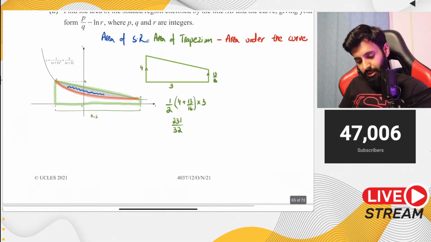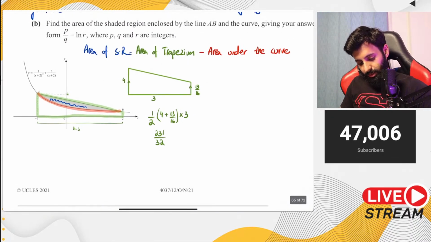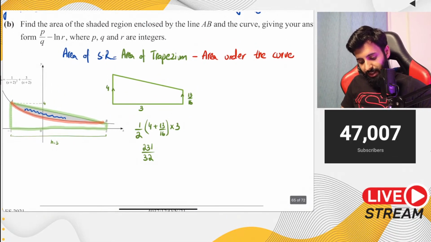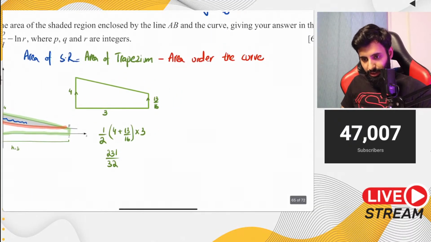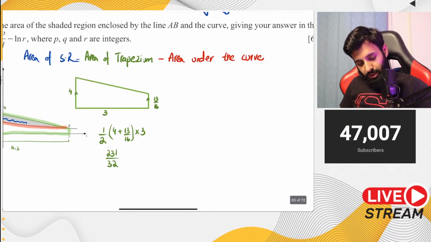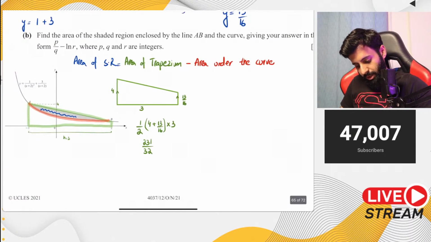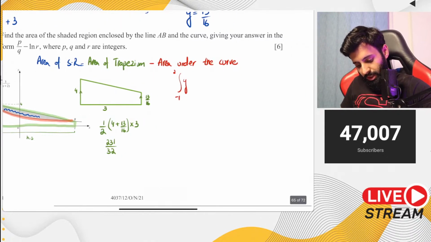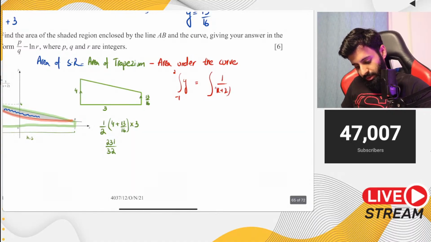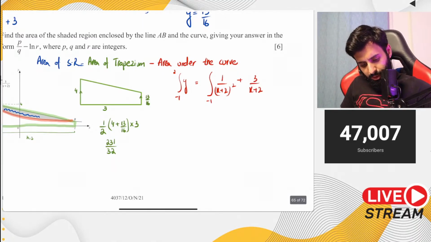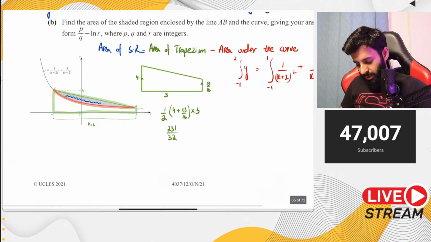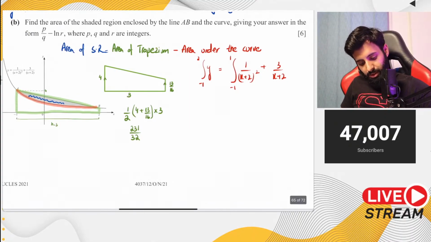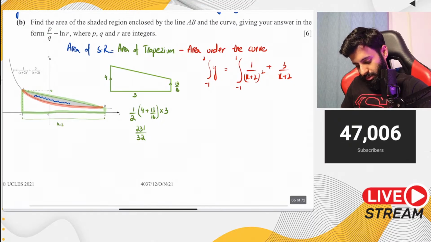Now from it, what do we need to subtract? We need to subtract the area under the curve. Okay, so how do I subtract the area under the curve? Now that is something that's going to take a while, because the equation of the curve is quite complex. That means we're integrating y within the limits 2 and minus 1. Which basically means that we are integrating 1 upon (x plus 2) the whole thing squared, plus 3 upon (x plus 2), within the limits minus 1 and 2. Let me double check that. Yeah, 1 upon (x plus 2) the whole thing squared plus 3 upon (x plus 2) within the limits 2 and minus 1.